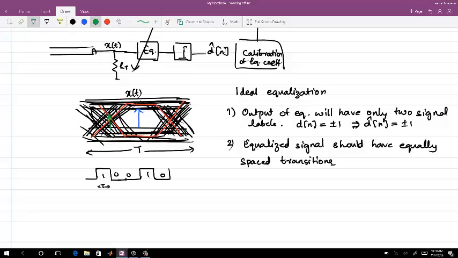That is a property which we know should happen. Now, if you are seeing anything other than that, it is actually an error. And this error we should utilize to calibrate the equalizer coefficients. Got that idea?